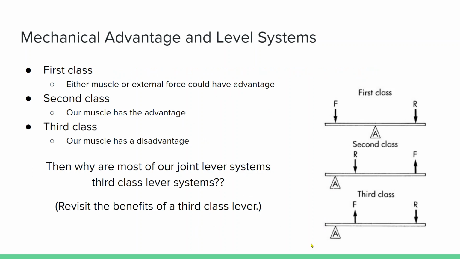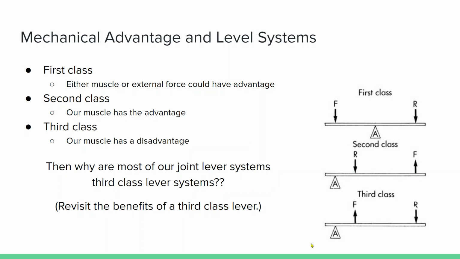So for the first class, either the muscle or the external force can have the advantage, depending. Second class, our muscles always have the advantage. And if you remember from the lever video, there are very few second class lever systems in the human body. And in the third class, our muscle has the disadvantage, and the majority of our joints are third class levers.